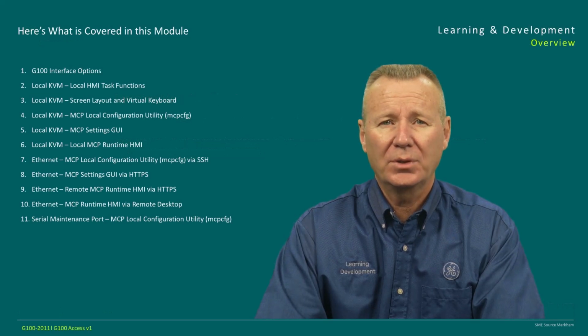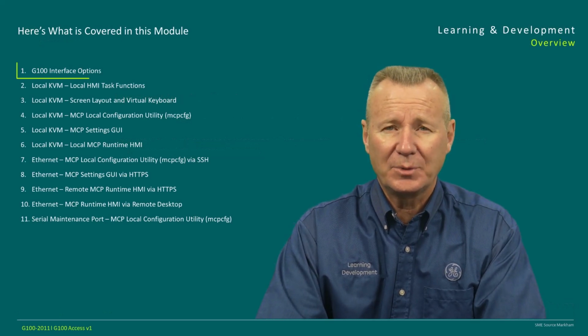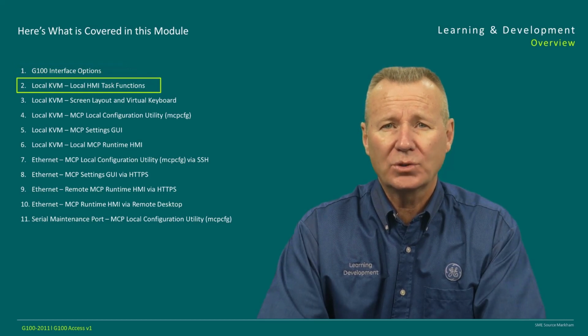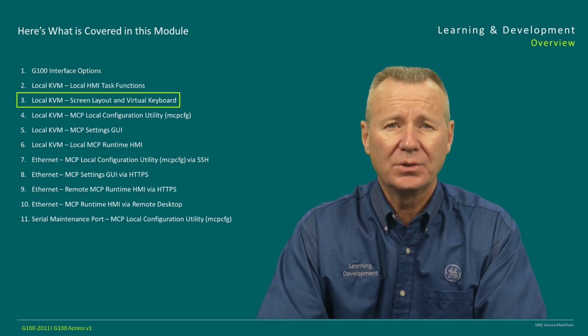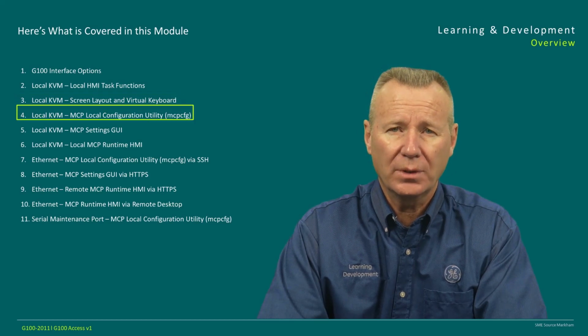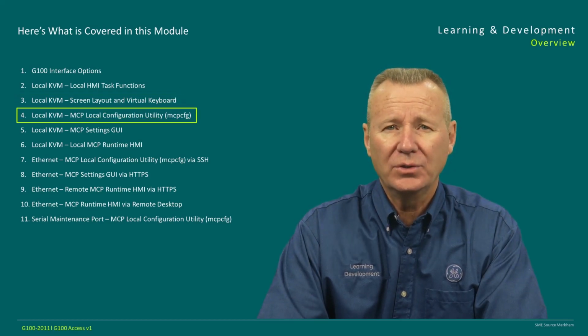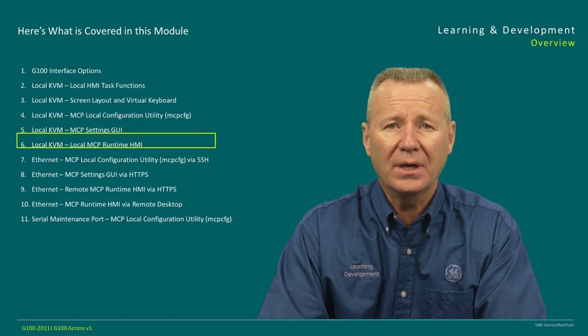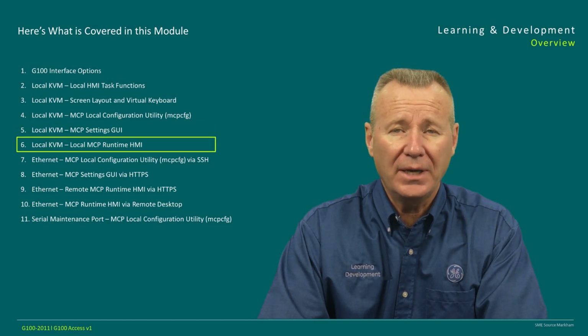In this video, we'll be looking at G100 Access, specifically G100 Interface Options. For Local KVM, we'll start with the Local HMI Task Functions, Screen Layout, and Virtual Keyboard, MCP Local Configuration Utility, MCP Settings GUI, and lastly for Local KVM, the Local MCP Runtime HMI.